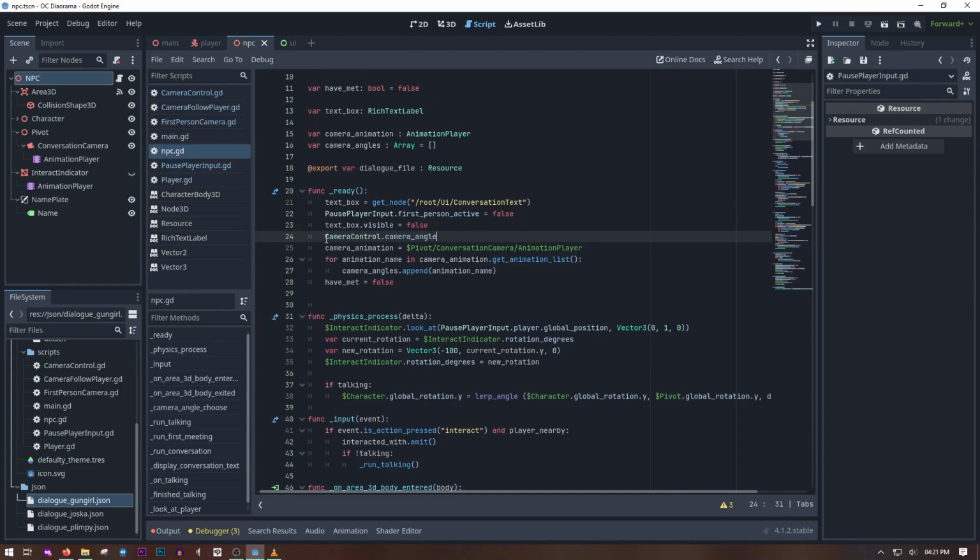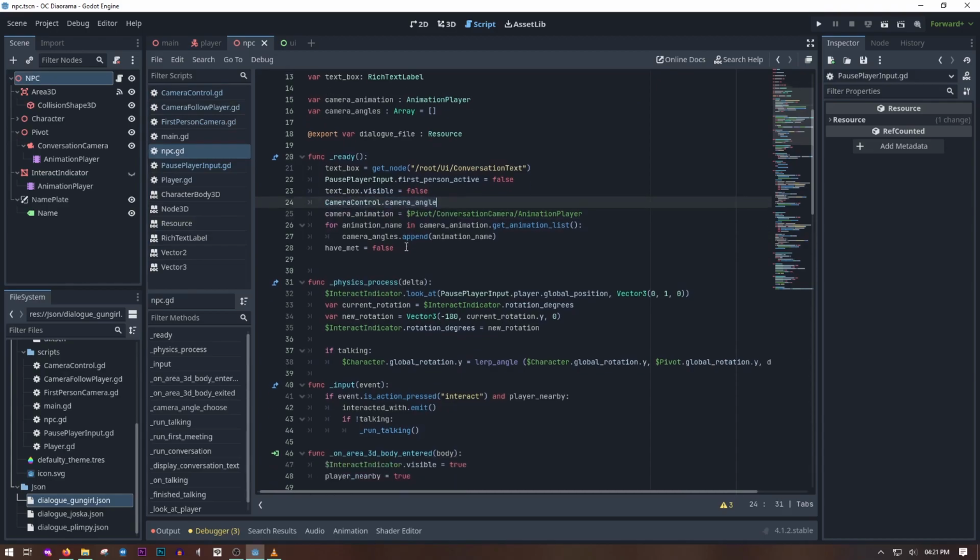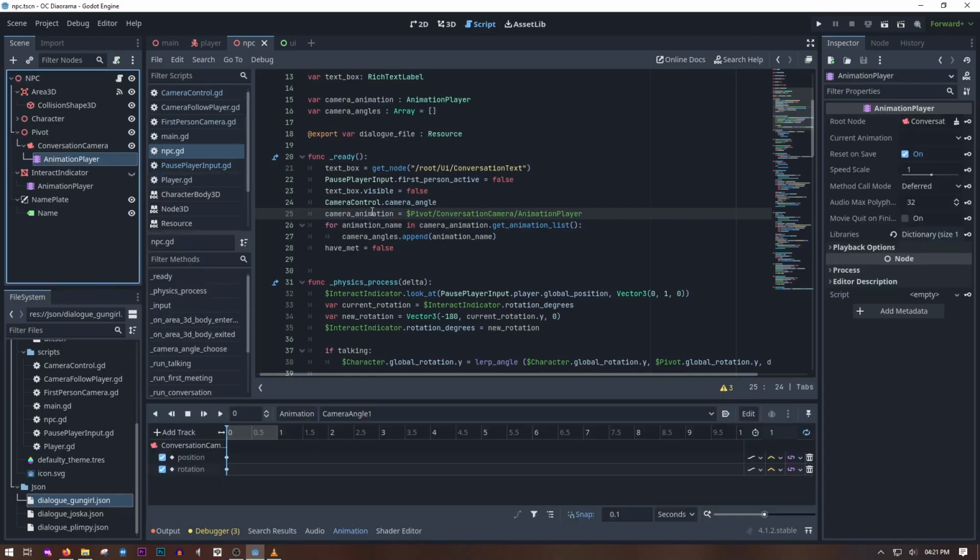Probably don't need that to be the case, but let's keep going. Camera animation is the animation player, so that $ sign means it's taking from here, from here, from here. So camera animation equals this thing. For animation name in camera animation, get animation list.